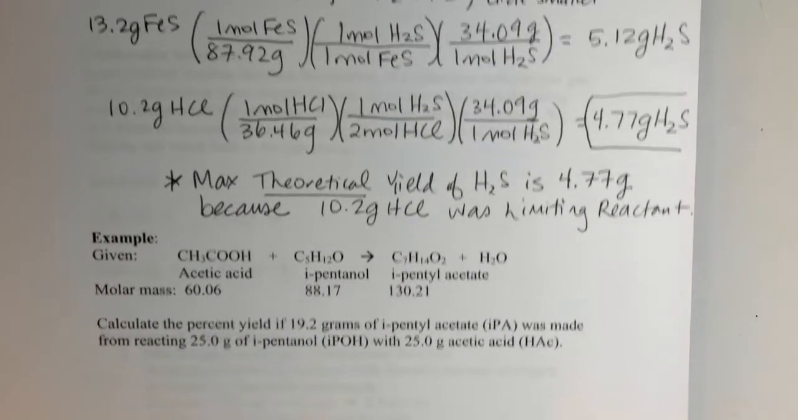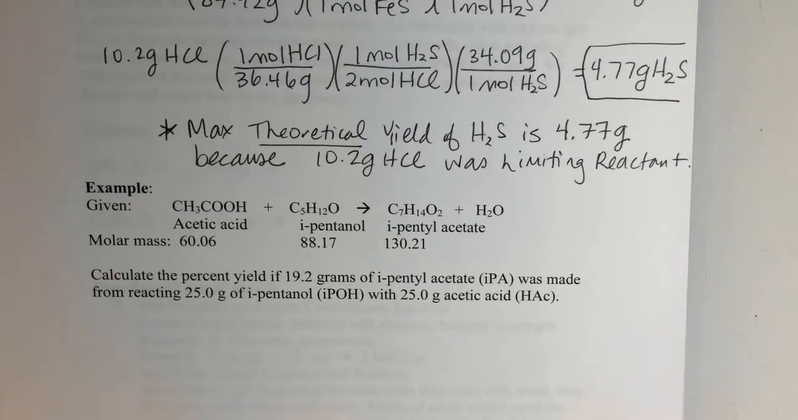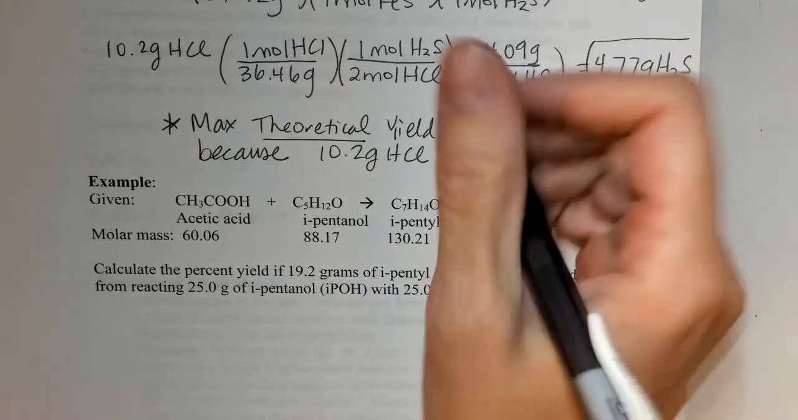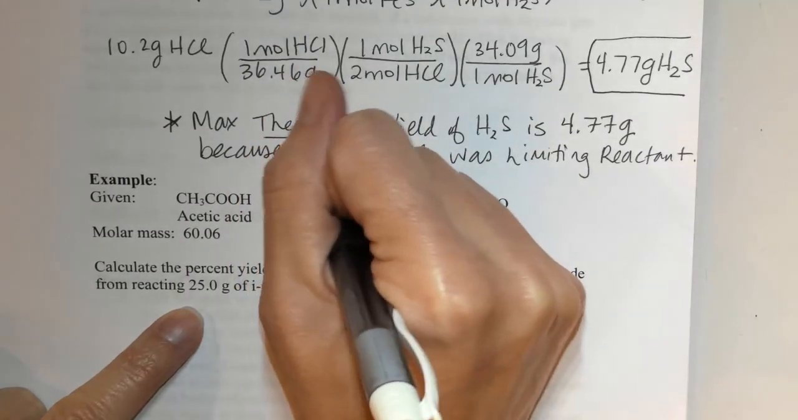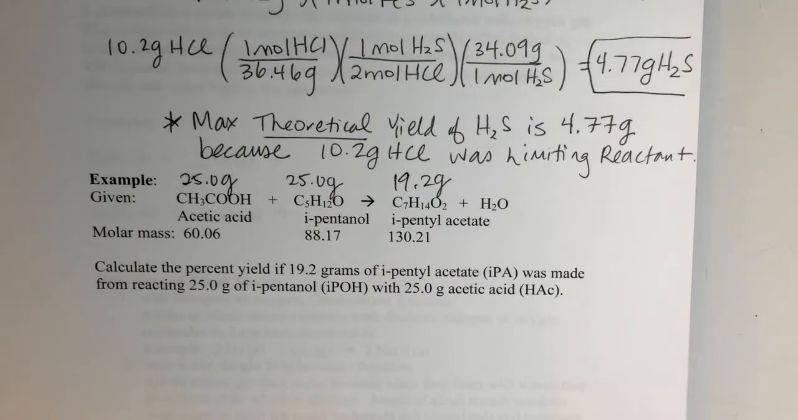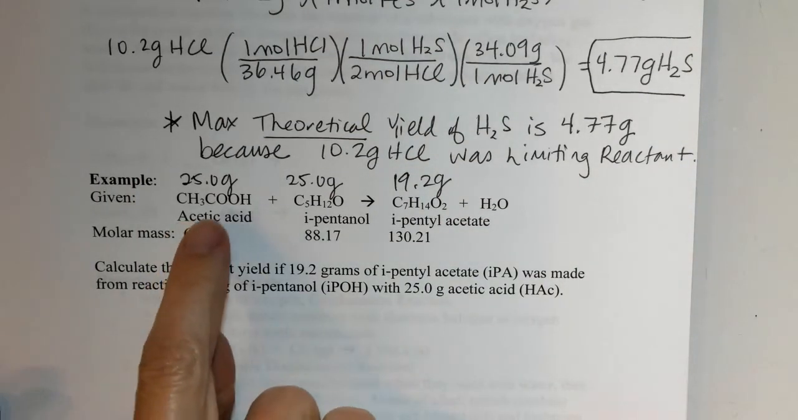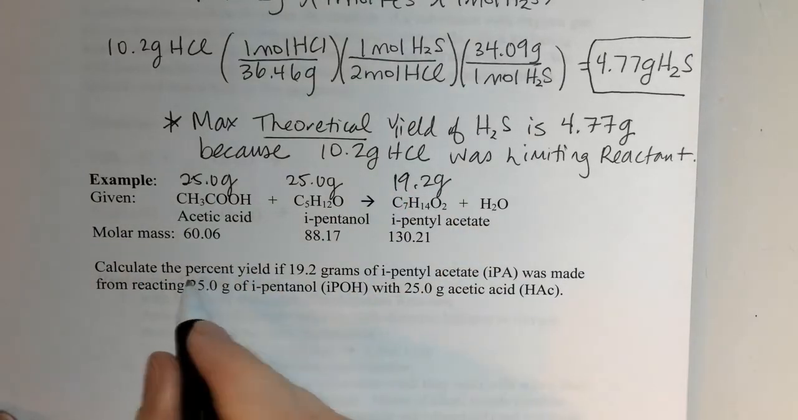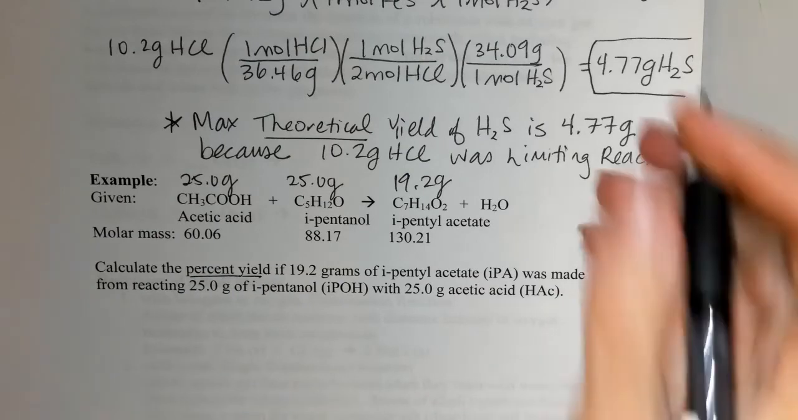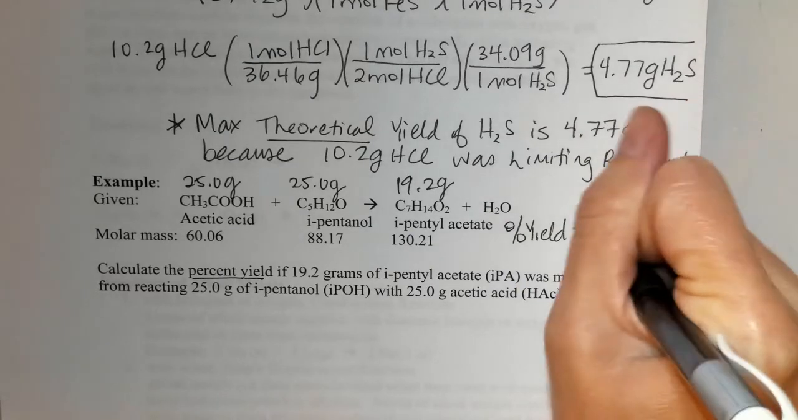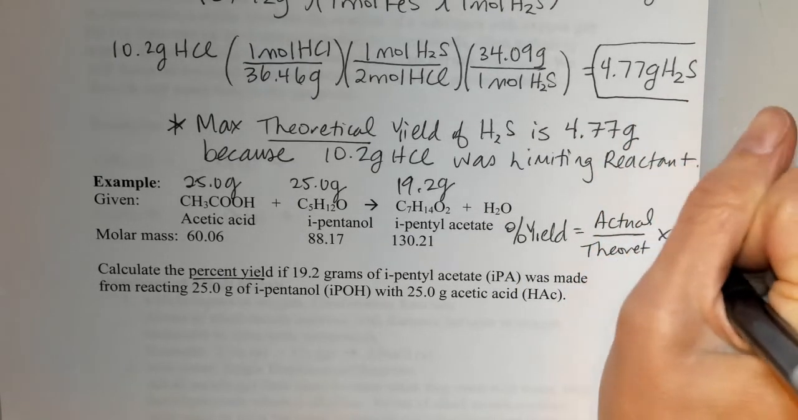The next example, we've got acetic acid with ipentanol. And it says we want to know the percent yield if 19.2 grams of ipentyl acetate was made from reacting 25.0 grams of the ipentanol with 25.0 grams of acetic acid. All right. So what's different about this question is you're given quantities of two reactants and the quantity of a product, and we're being asked for the percent yield. Okay, so percent yield is when you take the actual yield over the theoretical and then times 100.